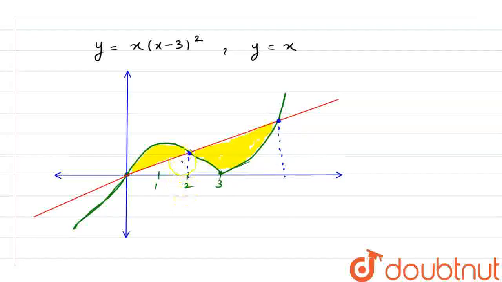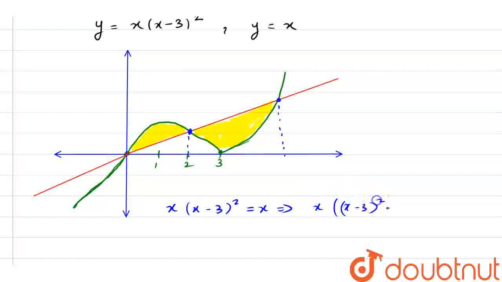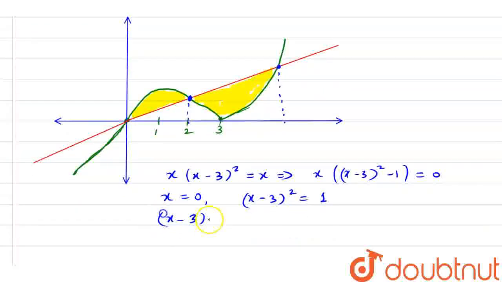Now it is obviously clear from the graph that this point is 2, but let's solve this. We have y equals x, so I write x into (x minus 3) whole square equals x. Taking x to that side and taking x common, we have x times ((x minus 3) whole square minus 1) equals 0. Now the value of x is 0, or (x minus 3) whole square equals 1. So x minus 3 equals plus or minus 1. If I put plus 1, then x is 4, and if I put minus 1, then x is 2. So this value is 2 as expected, and this is 4, right?